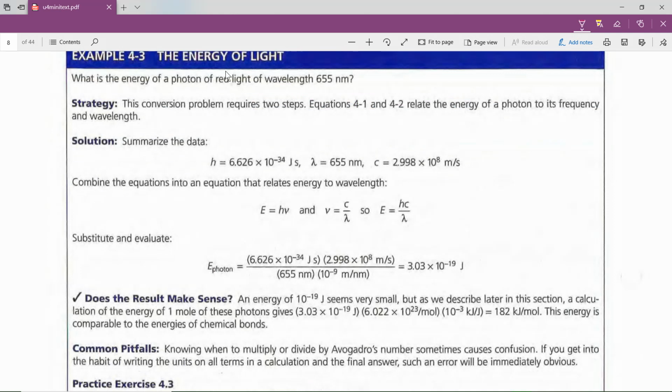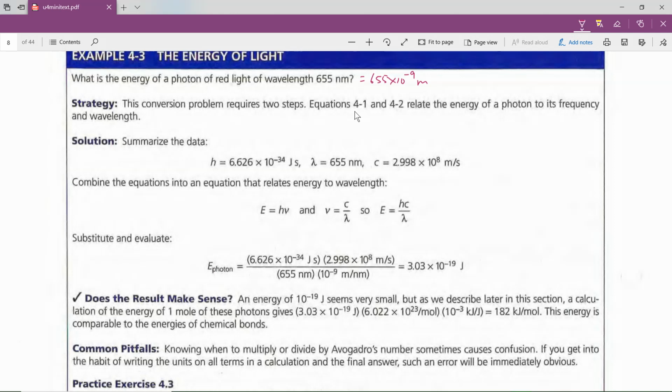So 655 nanometers is going to be 655 by 10 to the minus 9 meters. Now if you punch that in your calculator and press equals, it may convert it into standard scientific notation. So be careful about that. It's not like it's a whole new number. It's just expressed in a different way, right?